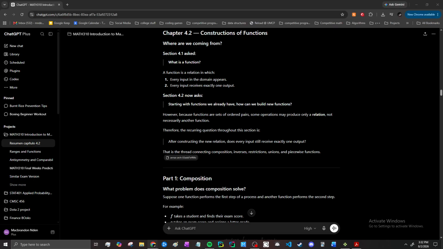So on that notion, what are we trying to do here now? We're trying to give more properties of functions. One is composition. Composition is simply combining two functions, composing two functions.